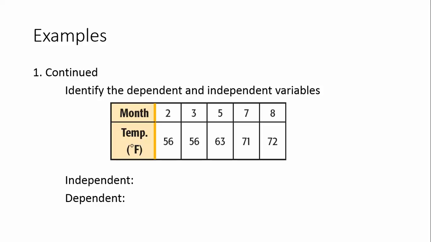The first thing we need to do is identify the dependent and independent variables. So which one depends on which here? We have months and we have temperature. So the temperature is going to be dependent upon the month. So the month is our independent variable, and the temperature our dependent variable. And we do this because we need to remember which one's going to go over which when we write the ratio or find the rate of change.